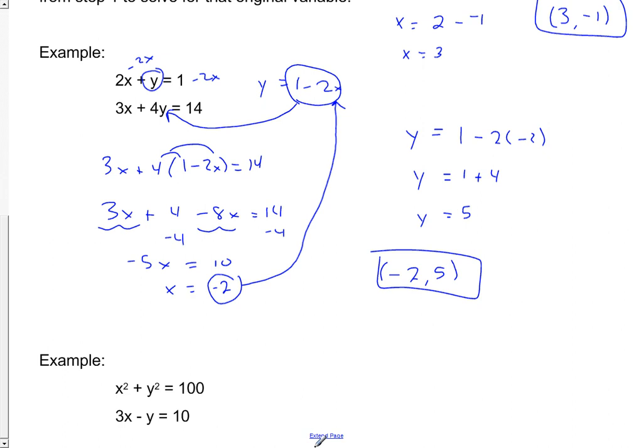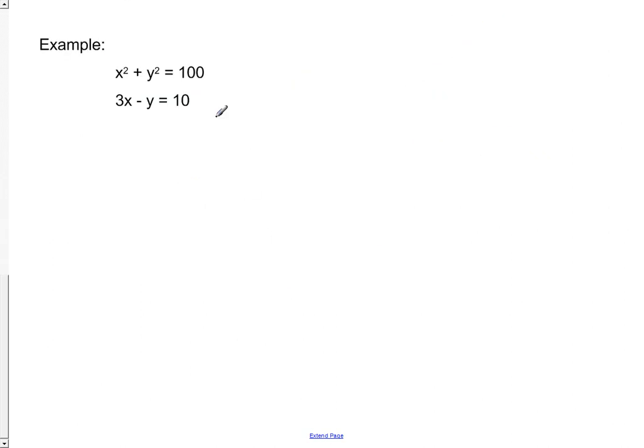All right, so let's look at this other example. This one has x squared plus y squared equals 100, and 3x minus y equals 10. Generally speaking, if I can avoid having to solve for an exponent or exponential term, I would do that and solve for a linear term. So I have to choose 3x or the negative y. I would go with the negative y just because that's a 1 for the coefficient, but it is negative, so we're going to have to divide by -1 once we get y by itself.